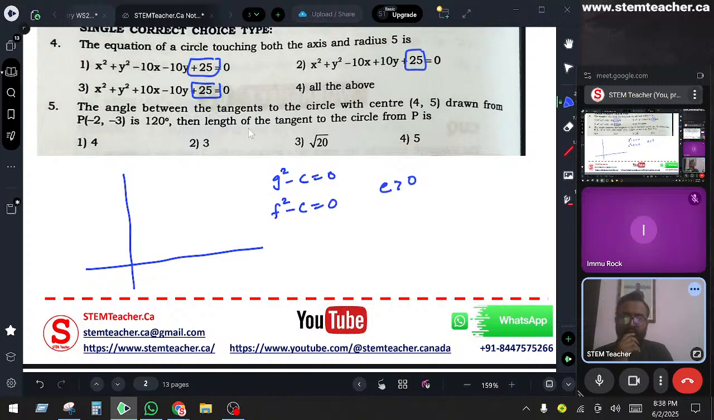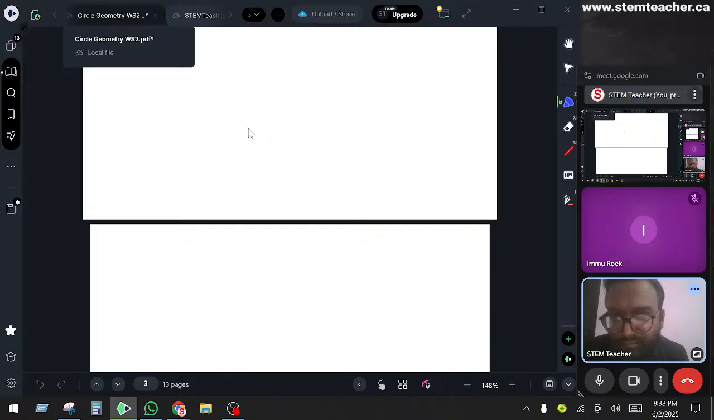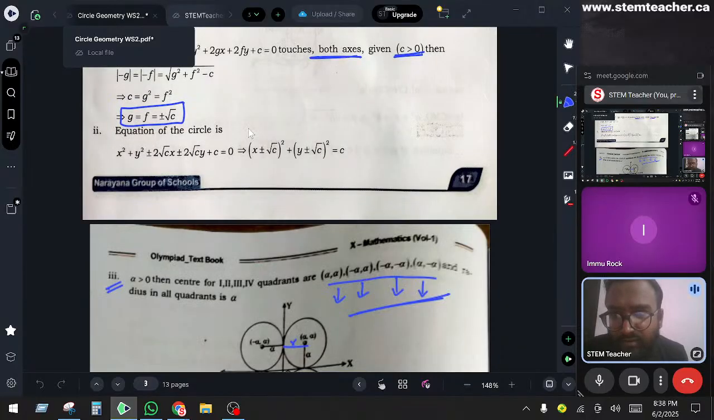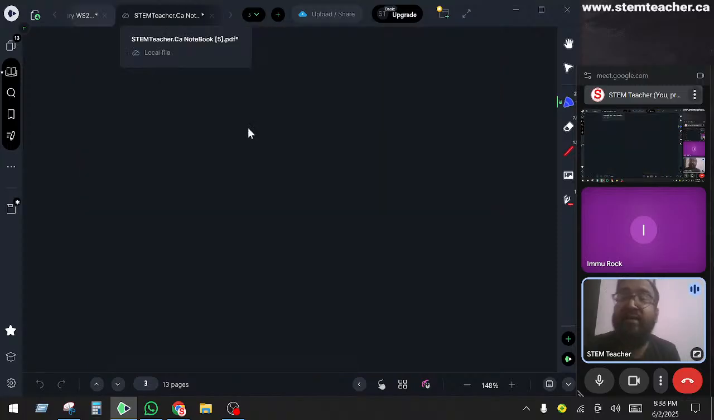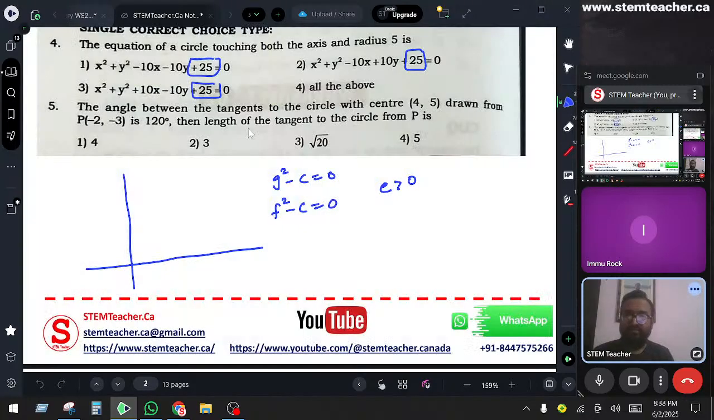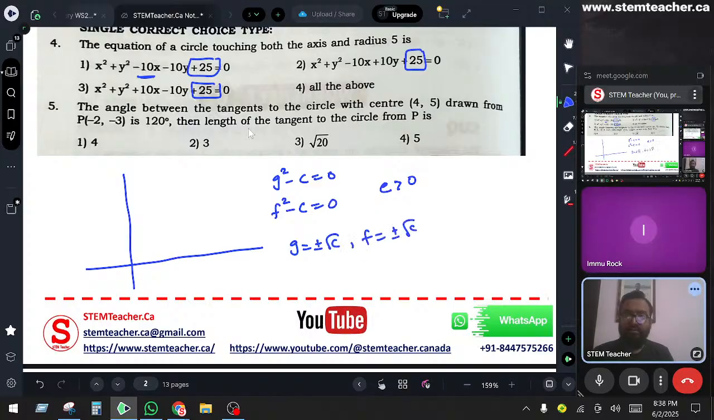Here, what is the logic? What is the equation I said? g is equals to f is equals to plus minus root c. But still we get all are the same. Can you see? g is equals to f is equals to, here, in this case g is minus 5. Okay. So in all cases you will get the same answer.